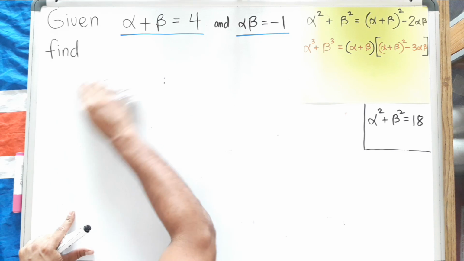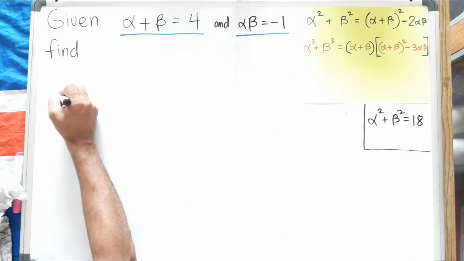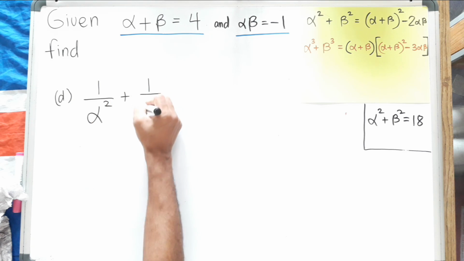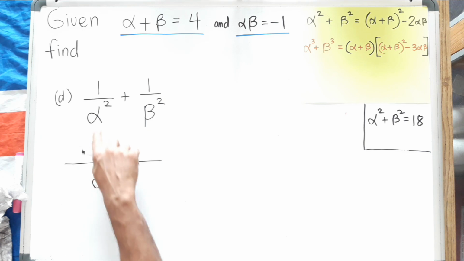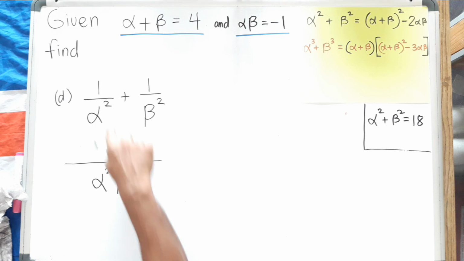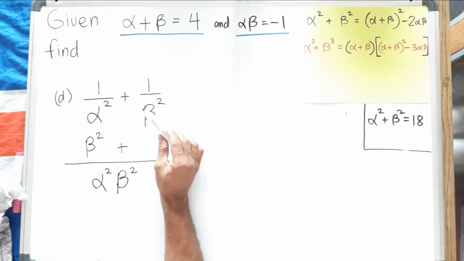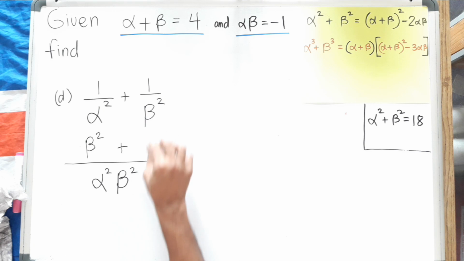All right, so let's try another question. Oh, here's a nice one. This would be D: 1 on alpha squared plus 1 on beta squared. Once again, we see two fractions, so I'm automatically going to find the LCM. This into this expression leaves you with beta squared, and beta squared by 1 is just beta squared. Beta squared into this expression gives you alpha squared, and alpha squared by 1 is alpha squared.